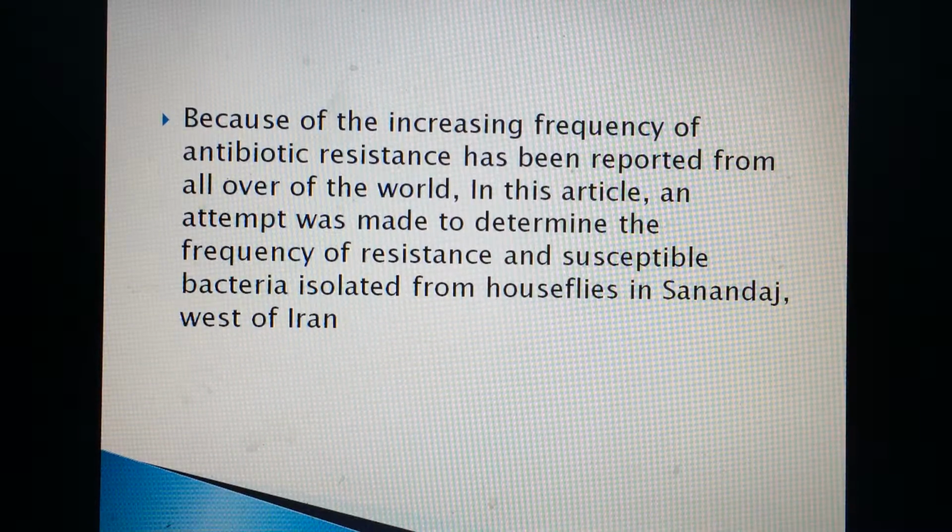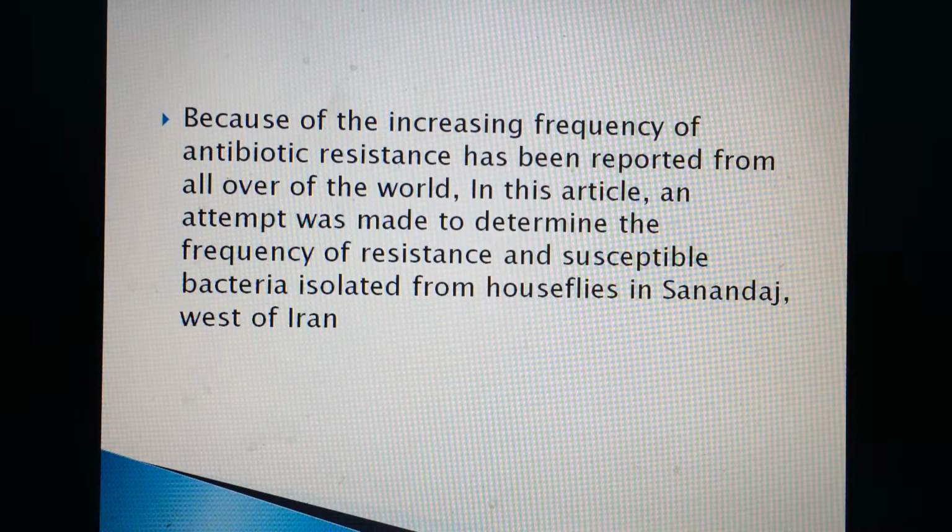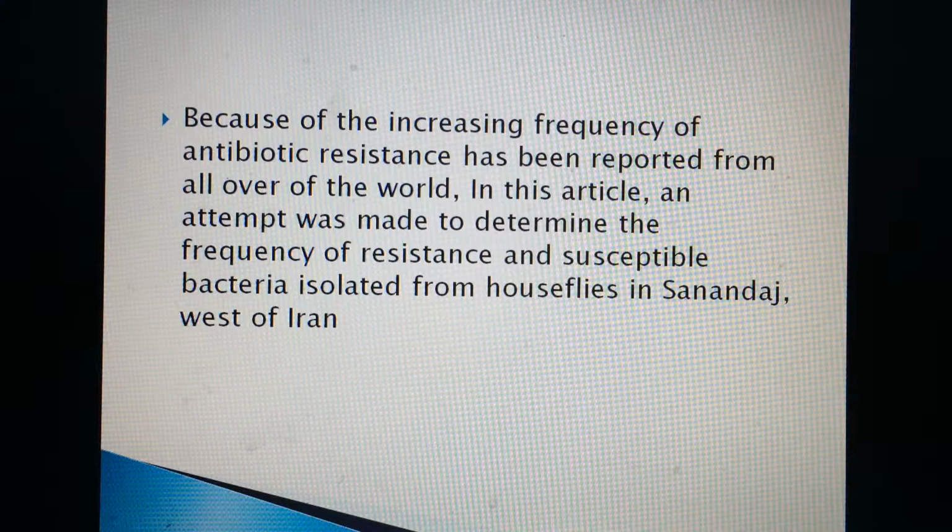Because increasing frequency of antibiotic resistance has been reported from all over the world, in this article an attempt was made to determine the frequency of resistance and susceptible bacteria isolated from houseflies in Sanandaj, west of Iran.